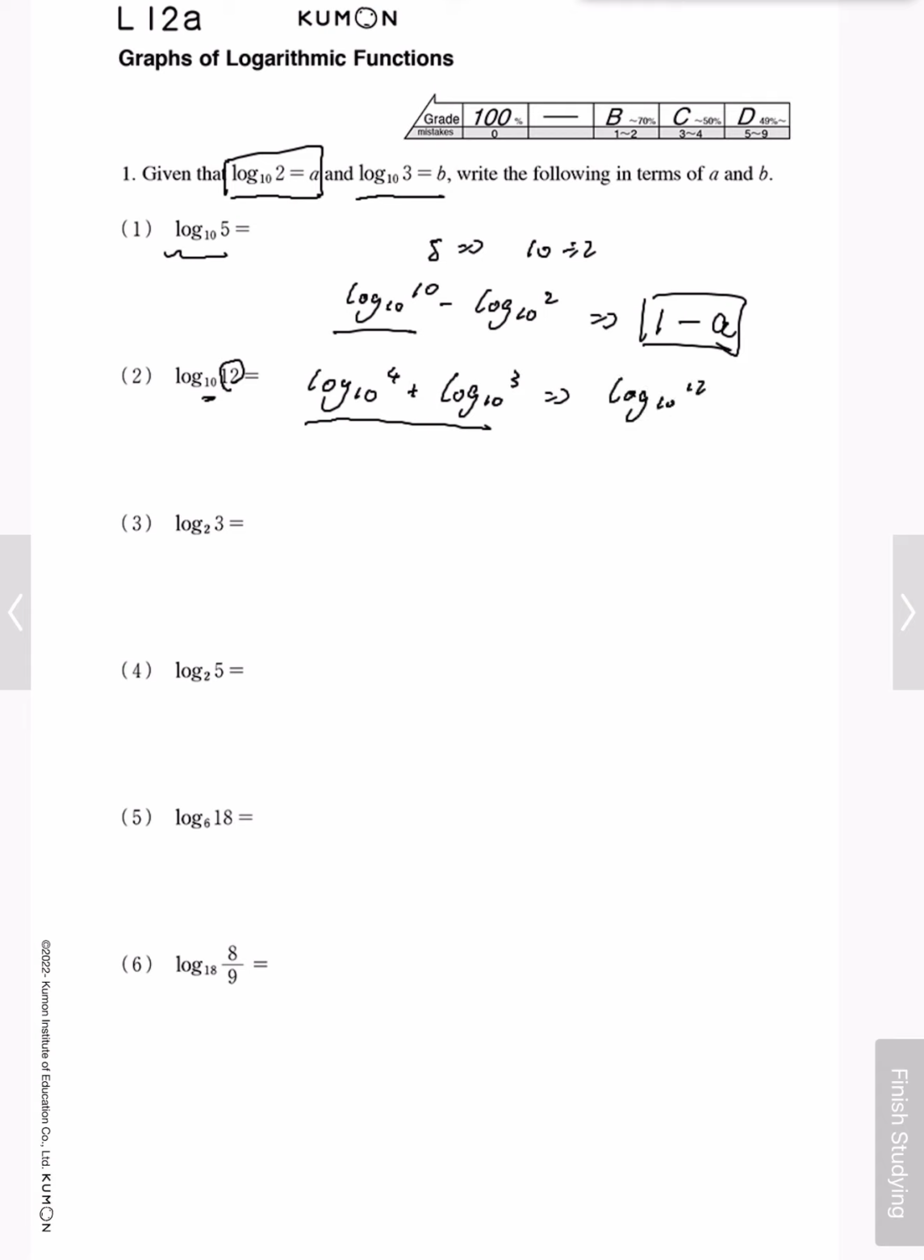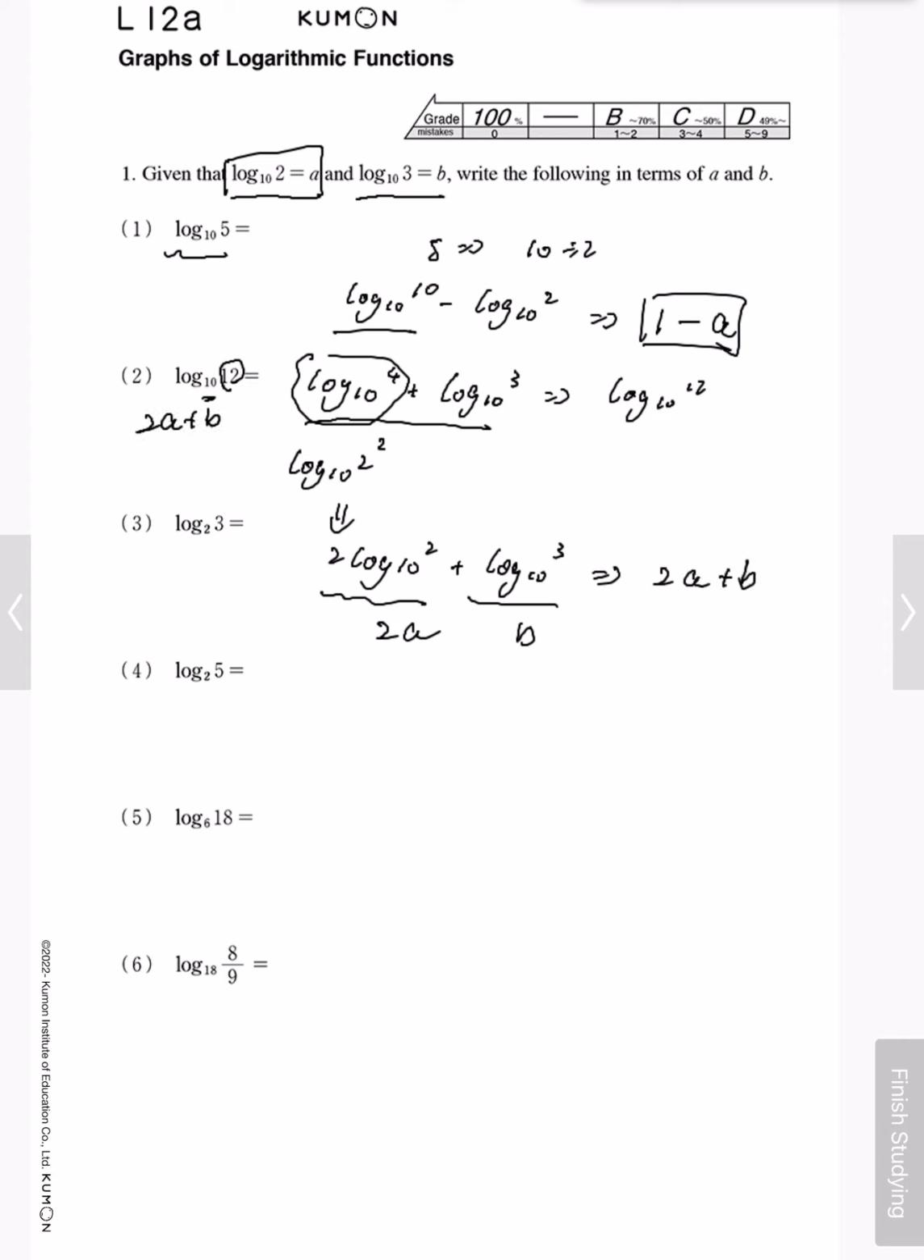So then this one here is just simply log base 10 of 2 to the power of 2, which can also be written as 2 times log base 10 of 2, plus log base 10 of 3. This will be equal to, this one I already know, it's basically 2a, and this is b. So the answer will be 2a plus b. So for this one, 2a plus b. I can erase all the.